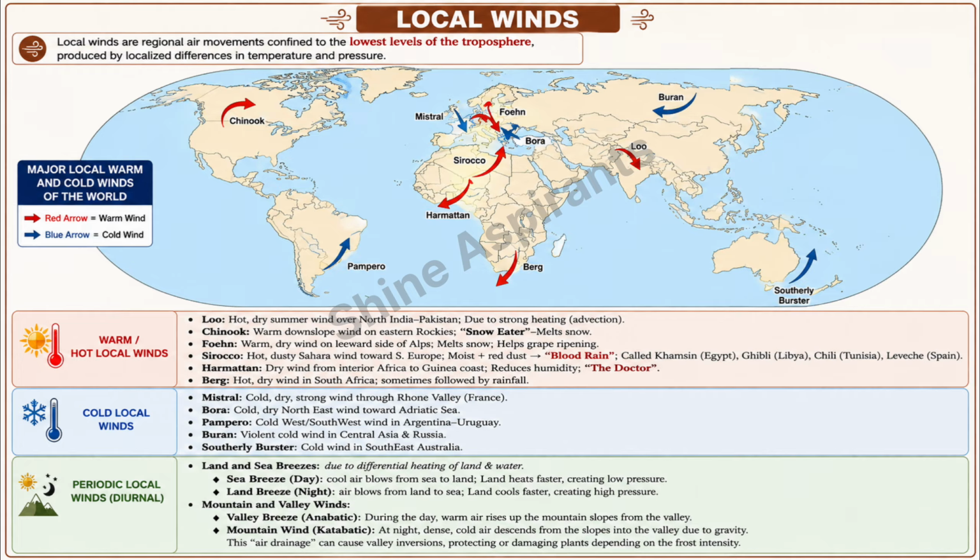Warm and hot local winds. Loo, hot, dry summer wind over North India and Pakistan, due to strong heating advection. Chinook, warm downslope wind on the eastern Rockies. Called the snow eater, it melts snow.